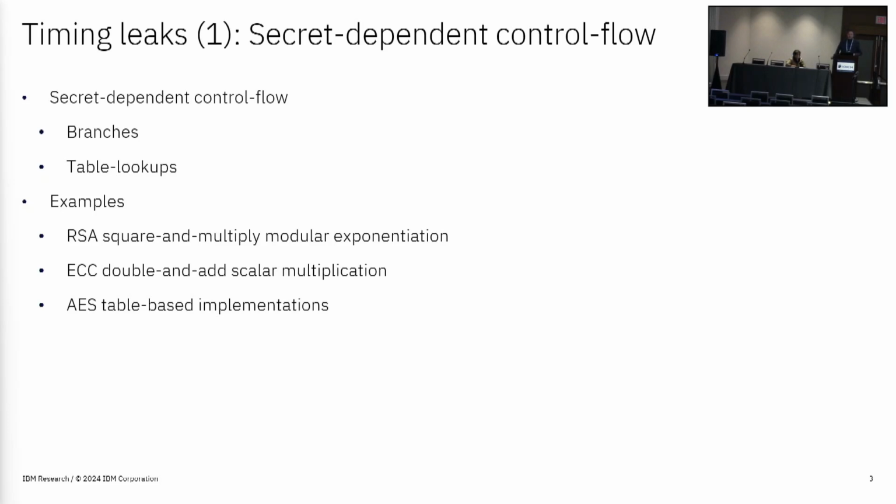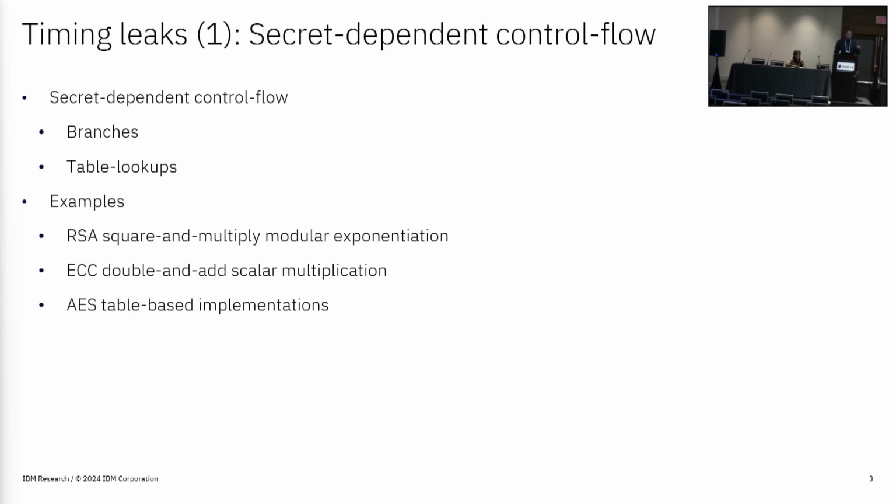If you do a textbook implementation of RSA, square and multiply, modular exponentiation, right? In a naive implementation, you will do a square or a square and multiply depending on your secret, and similarly in elliptic curve implementations. And AES, right? If you implement it straightforwardly, you have a table-based implementation that leaks secret data.